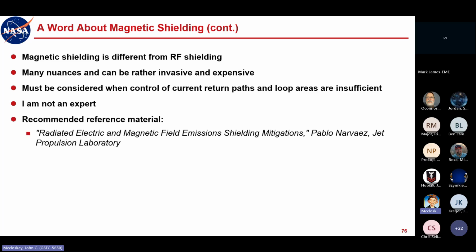So the recommended reference material is the presentation that I got that graph and text from on the previous slide. This presentation is from Pablo Narvaez at JPL, on radiated electric and magnetic field emissions shielding mitigations. And I'll put that presentation up on the team site along with these slides when I post them later today.